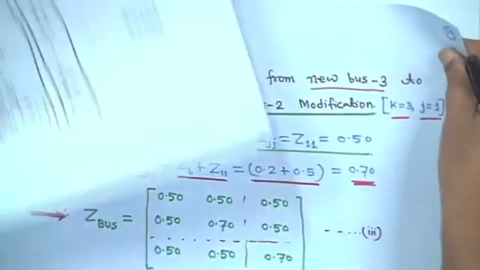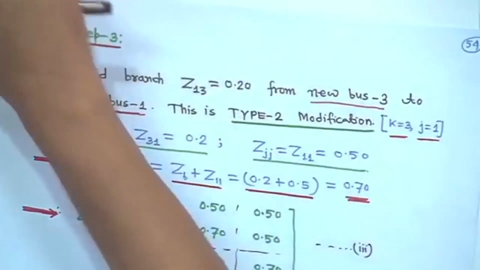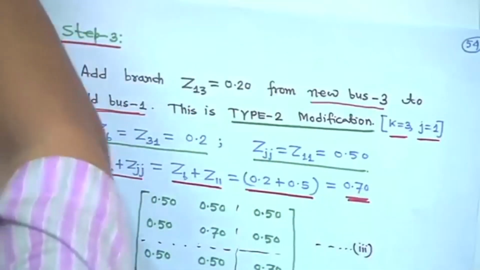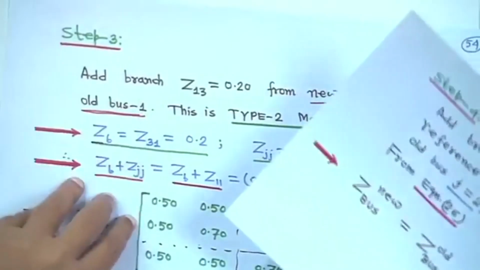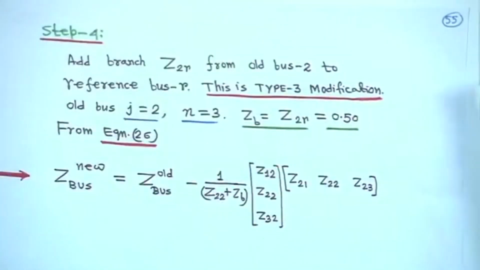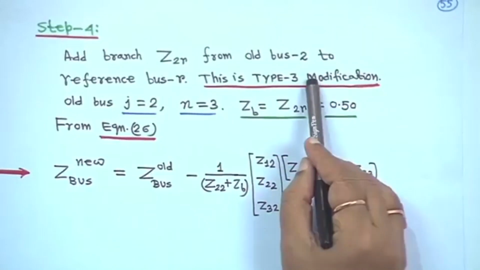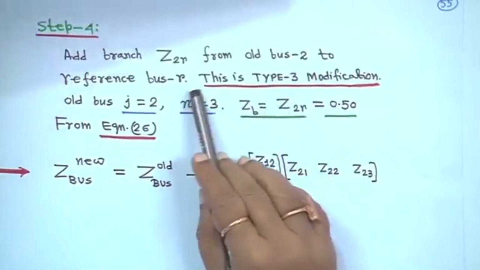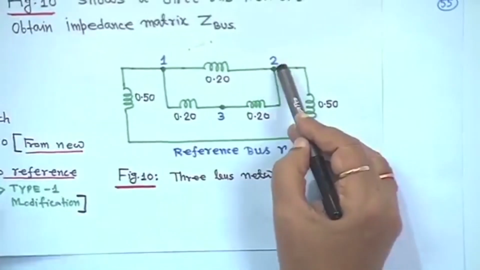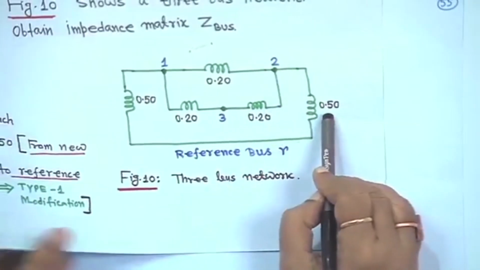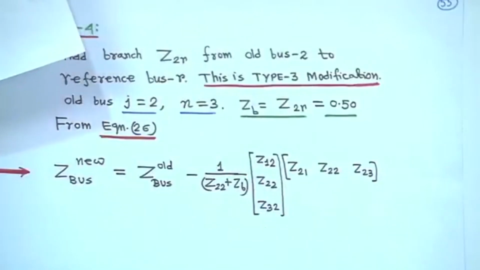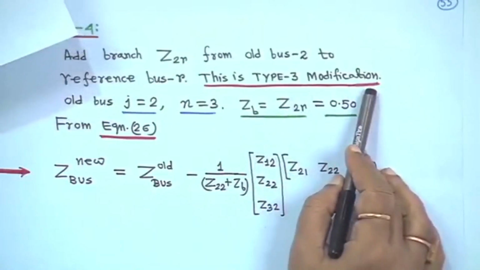Still something is left. The next one is step 4; this was step 3. Step 4 is to add branch Z2R from old bus 2 to reference bus R. This is old bus 2 and this is the reference bus R. Z2R is actually 0.5, so in that case this is type 3 modification.